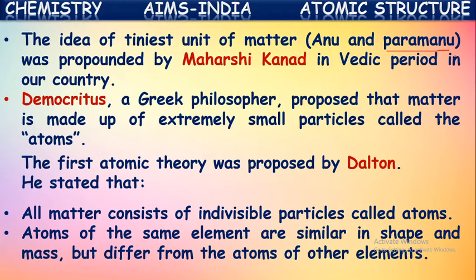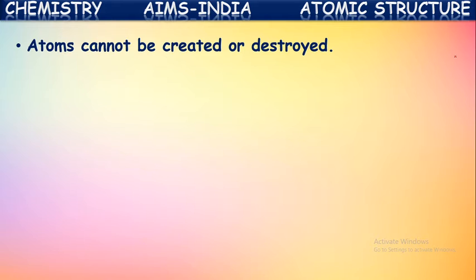Okay. The next proposal given by John Dalton is that atoms cannot be created or destroyed. Atoms are the smallest particles of every matter, which cannot be divided, and they cannot be created or destroyed. Simply to say, atoms are neither created nor destroyed.